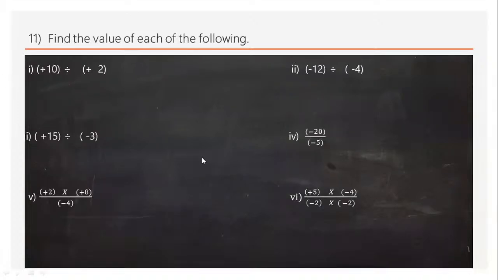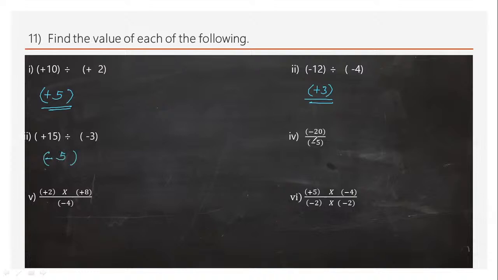Eleventh one. Find the value of each of the following. Plus 10 divided by plus 2. Straightly, plus divided by plus is plus. 10 divided by 2 is 5, plus 5. Minus divided by minus, then also plus 12 divided by 4 is 3, plus 3. Plus divided by minus, minus 15 divided by 3, minus 5.